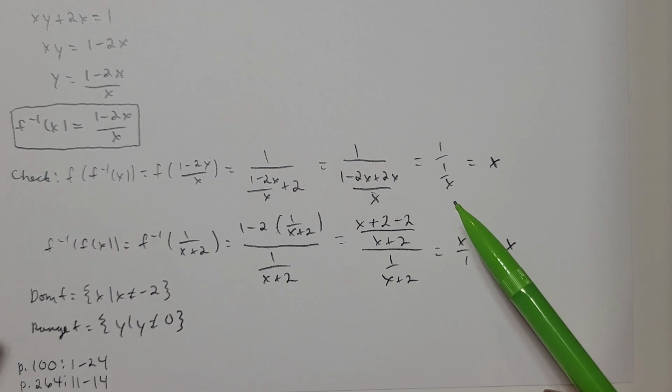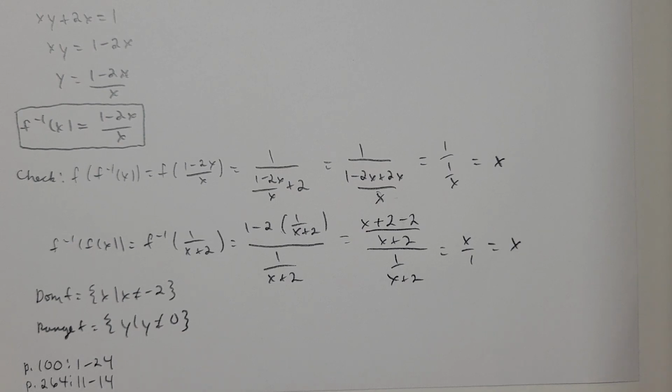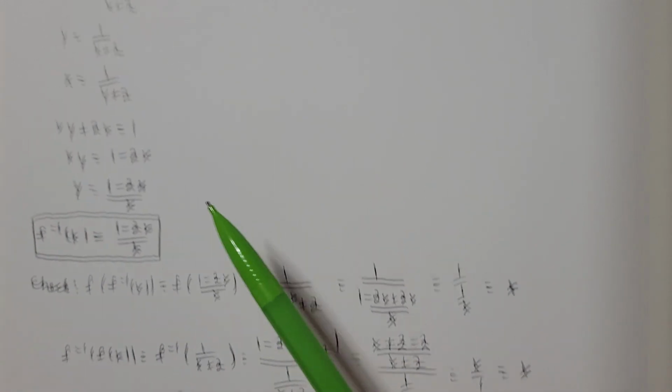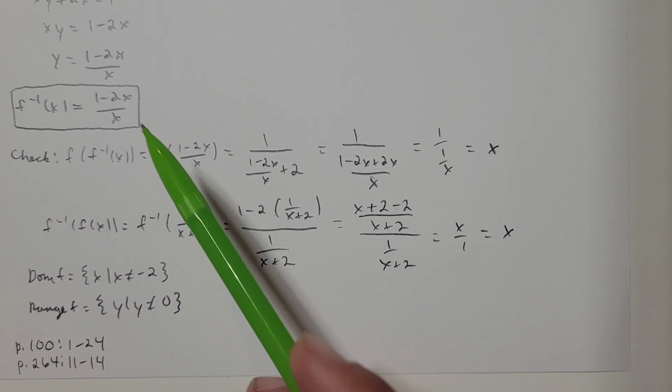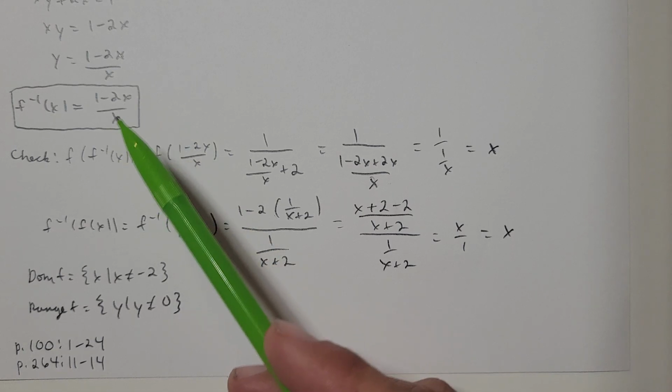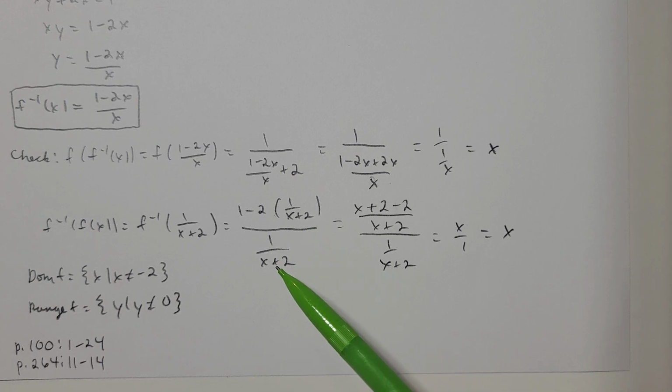Okay, now at this point, I'm pretty sure that I got the right answer. It's hardly ever going to be the case that one side gives you just x and the other side doesn't. But to be totally sure, let's also check that f inverse of f of x gives us just x. So f inverse of f of x: everywhere that I see an x in the inverse function, I need to replace that with 1 over x plus 2.